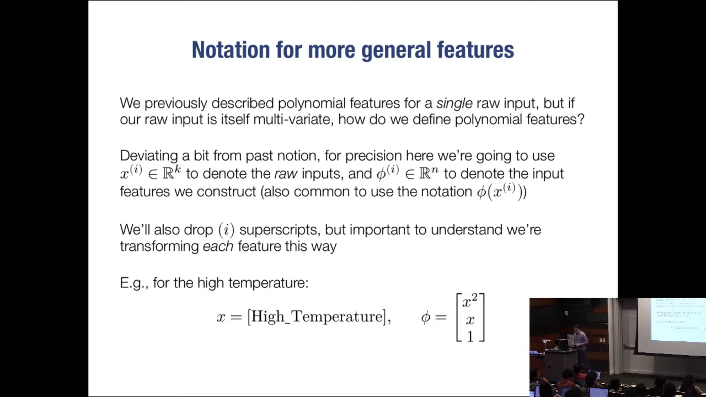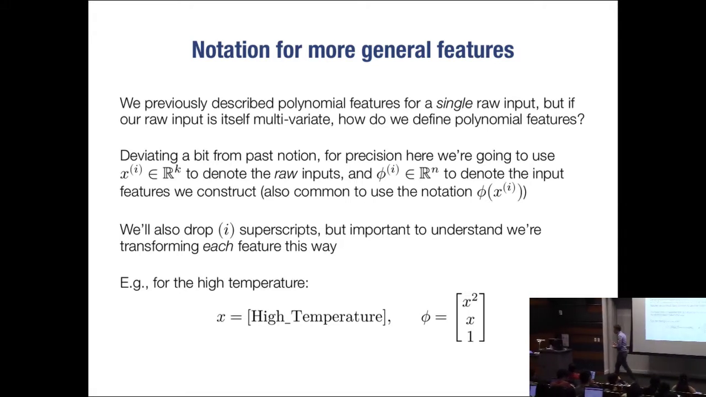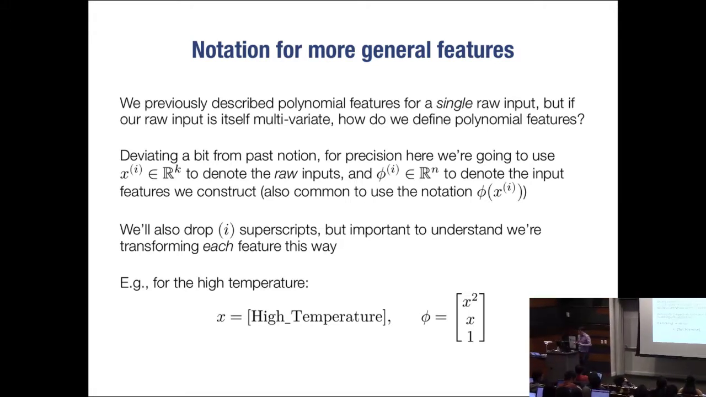So I'm going to talk about a little bit different set of notations here. I'm going to define x and phi to be two separate things. Just for this section, phi is going to denote our set of features, whereas x will denote just the raw input.